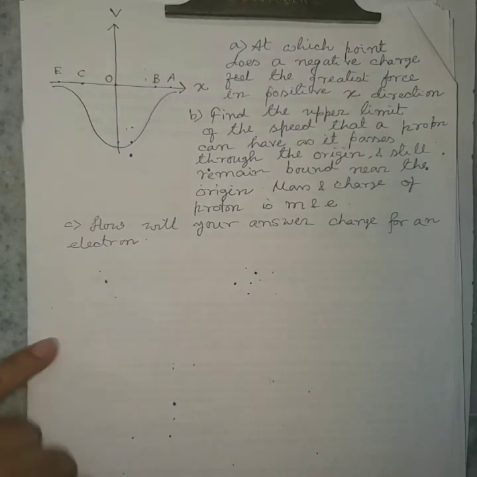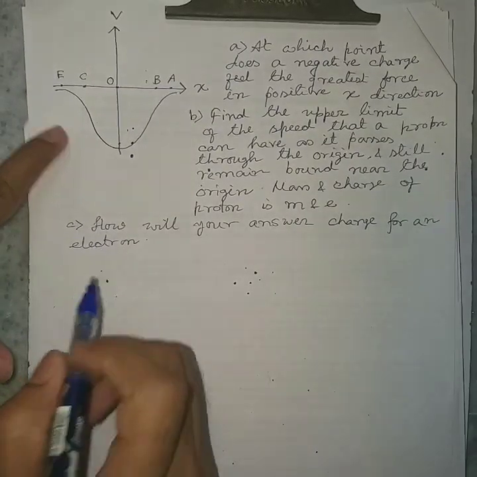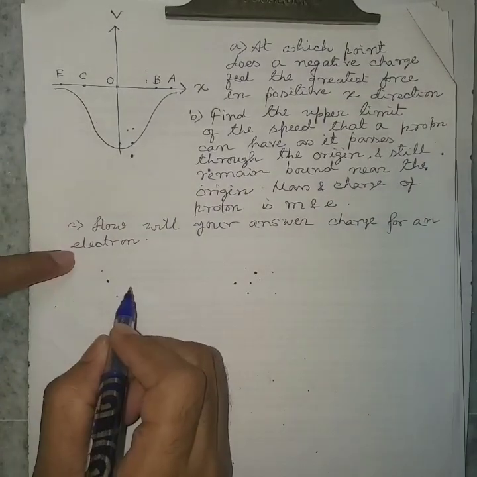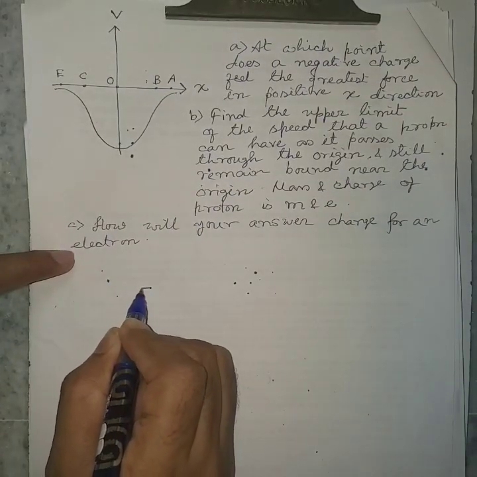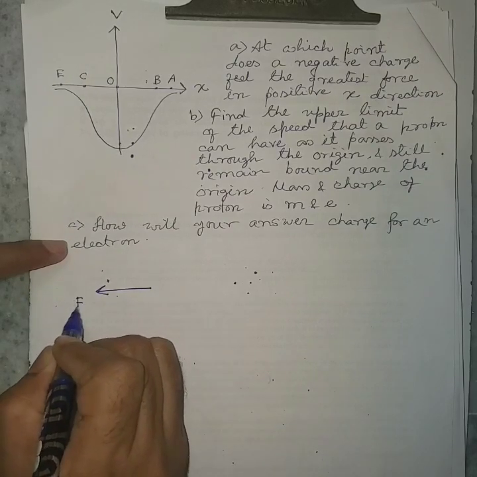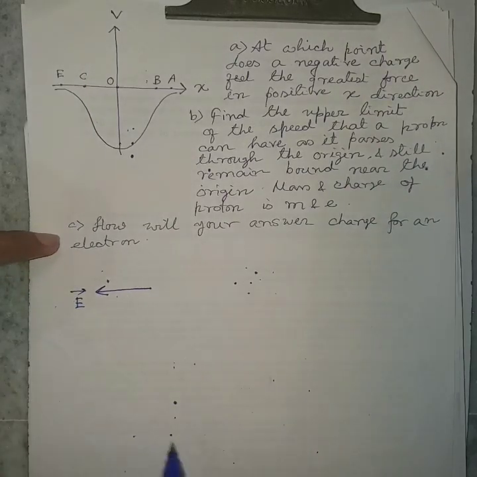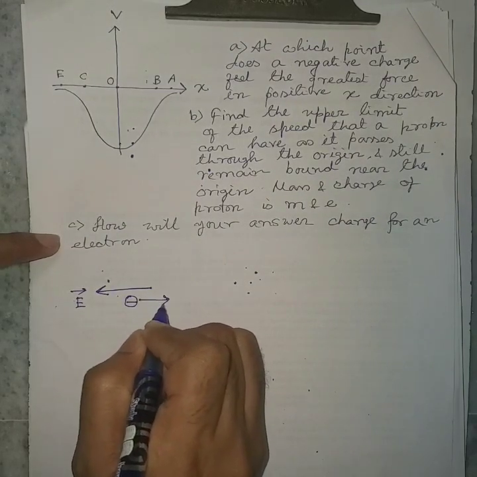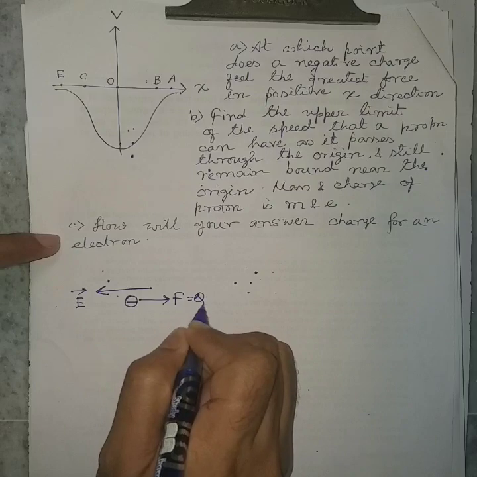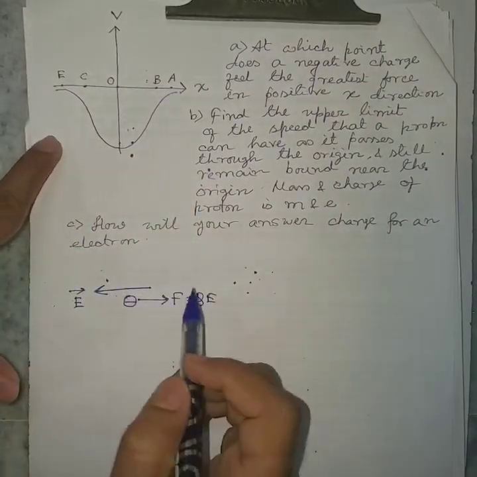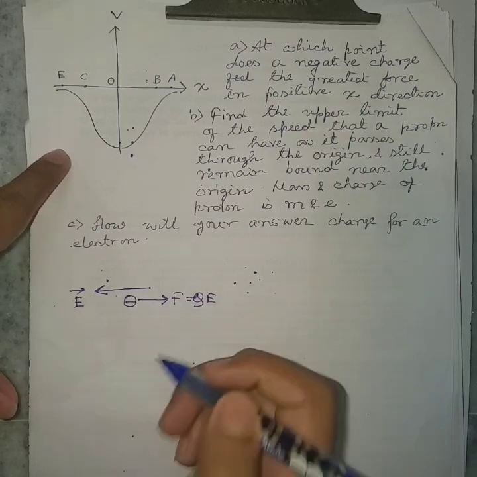A negative charge will feel a force along positive x direction if the electric field is oppositely directed. That is, if the electric field is along negative x direction, then if we place a negative charge, it will feel force along the opposite direction. Therefore, we have to find out the region where the electric field is along negative x direction.